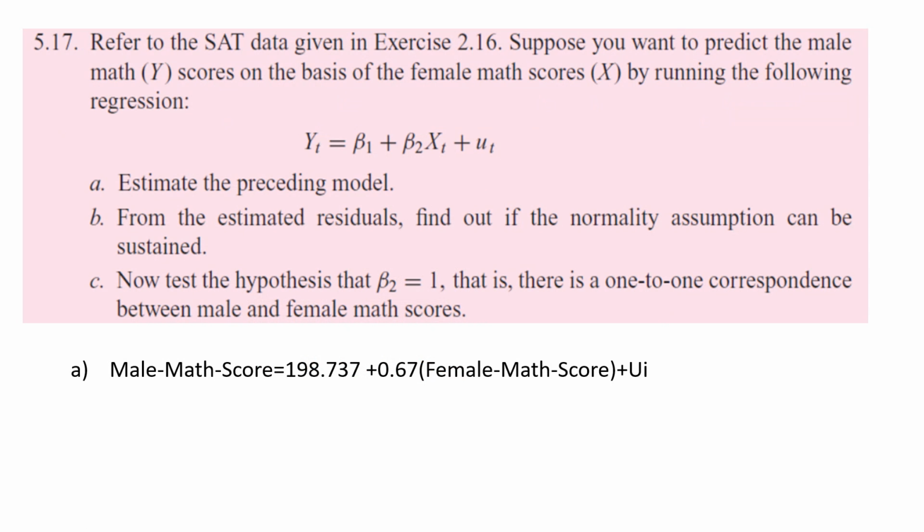The reason why I was discussing this is that we have a question here that uses that SAT data. Let's say we have the SAT scores, and we want to see whether we can predict the average male math score on the basis of the average female math score. So we have to run this regression, and then from the estimated residuals we have to see whether the normality assumption is met or not, and then we have to test the hypothesis that the slope is equal to 1 or not. So how to estimate this equation, and that is so simple.